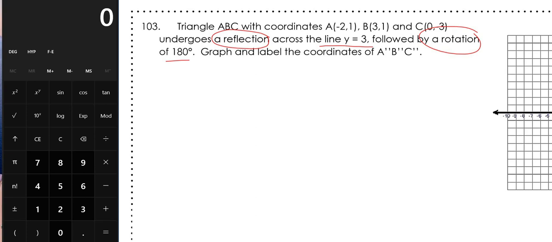And then it says to graph and label the coordinates of A double prime, B double prime, C double prime. So you're asked to graph and label for your final answer. Now, A double prime, B double prime, C double prime means the final. It's two different transformations that happen, so 2 tick marks. Okay, so use your graph paper. Go ahead and graph A, B, and C, and we'll come back.